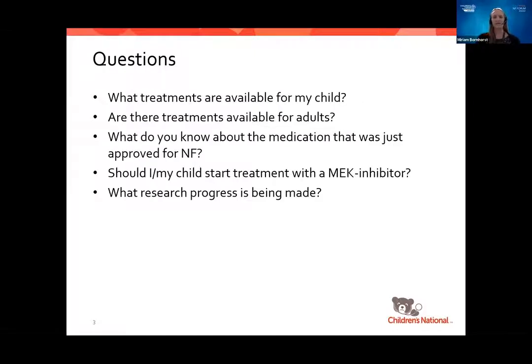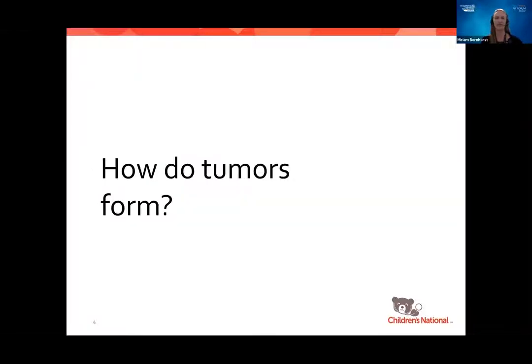So some of the questions that I'm hoping to address today: what treatments are available for my child? Are there treatments available for adults? What do you know about that new medication that was just approved for NF? Should my child start treatment with a MEK inhibitor? And what research progress is being made in the field?